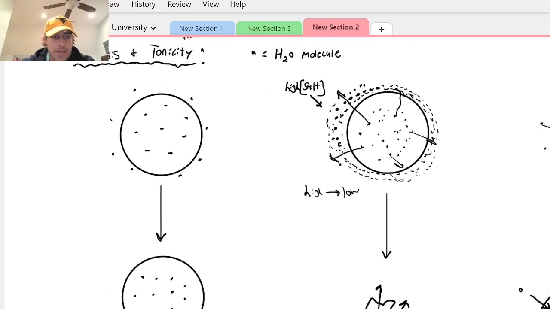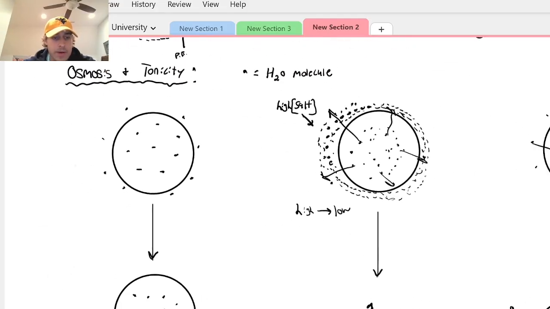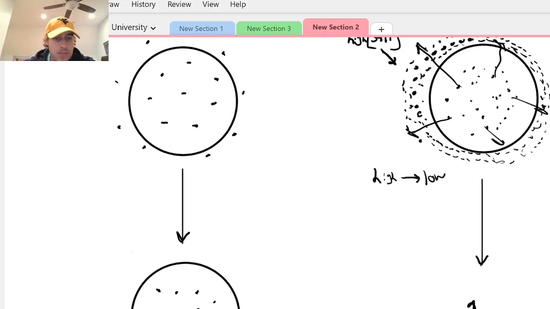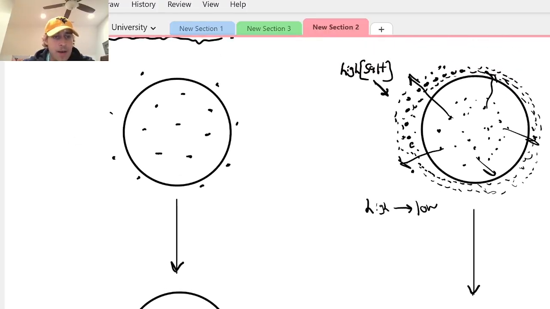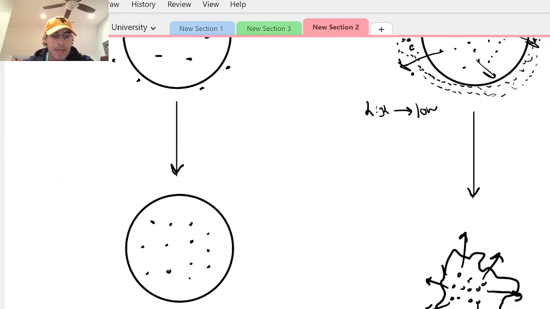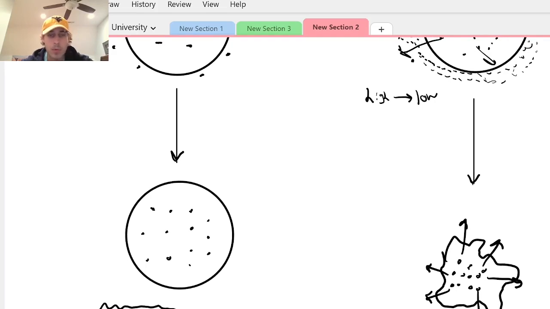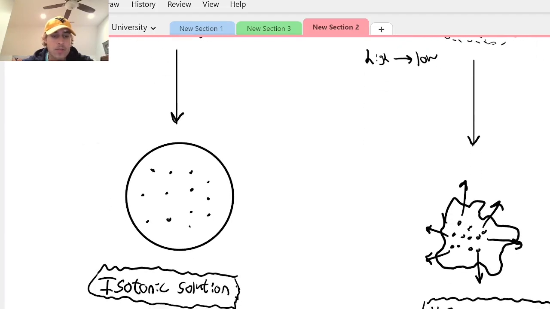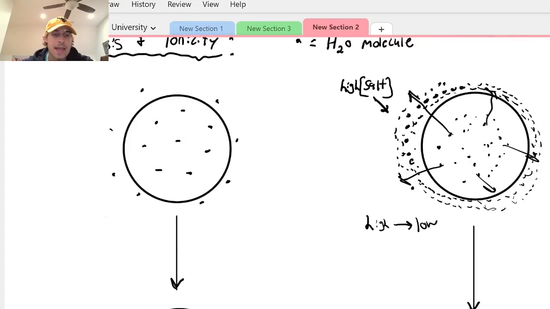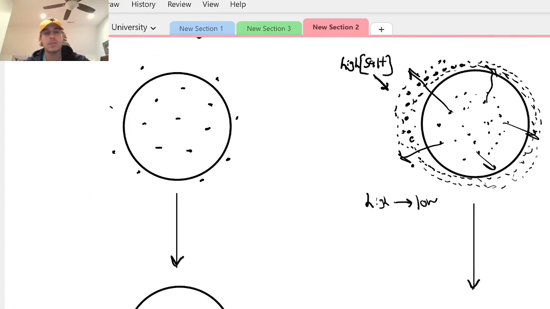And what we need to know, so the first case over here on the left is an isotonic solution. And what's happening here is we have an equal amount of solute concentration on the outside as opposed to the water concentration on the inside of the cell. And so what's going to happen here is there's going to be no net movement of water, and we are going to have an equal concentration on both the inside and outside of the cell. And that's why there is no net movement of water.